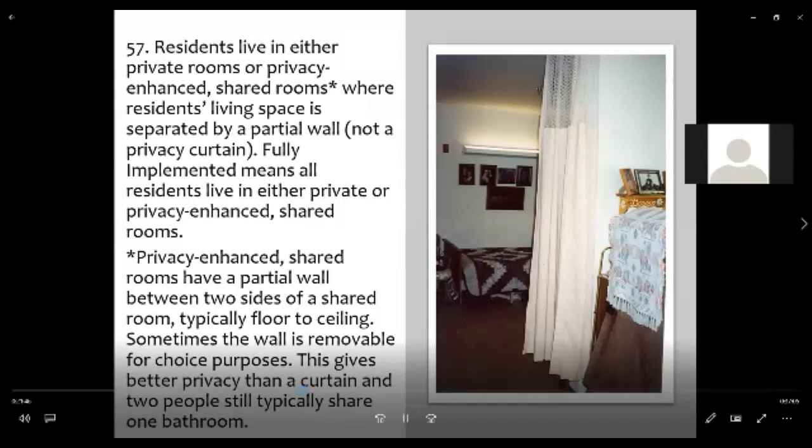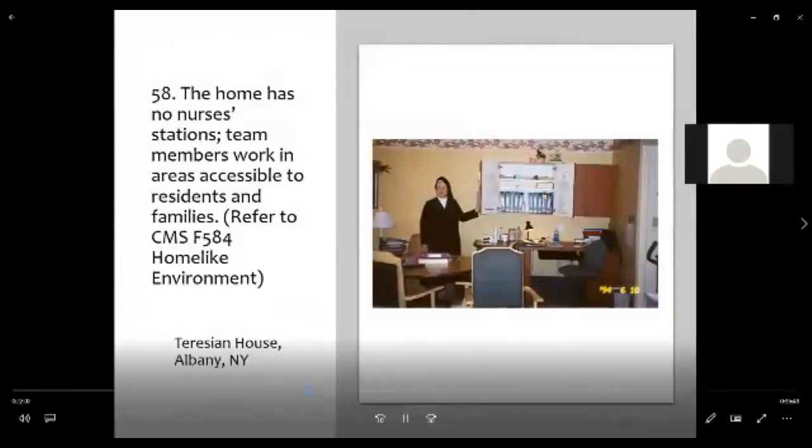Isn't that neat? And so privacy-enhanced shared rooms have a partial wall between two sides of a shared room, typically floor to ceiling. Sometimes it's removable for choice purposes, and it gives better privacy than a curtain. And typically both people still share the bathroom.